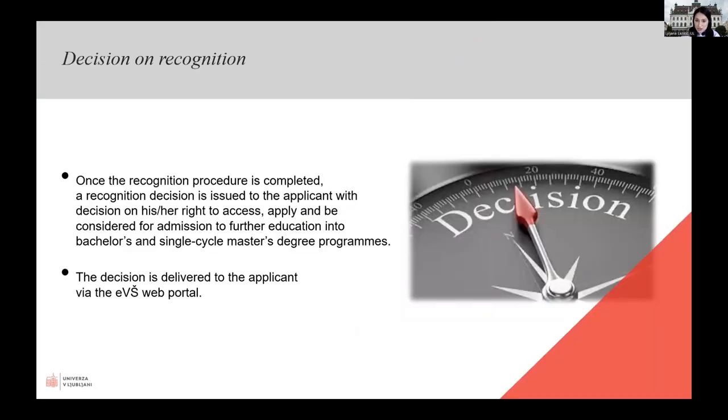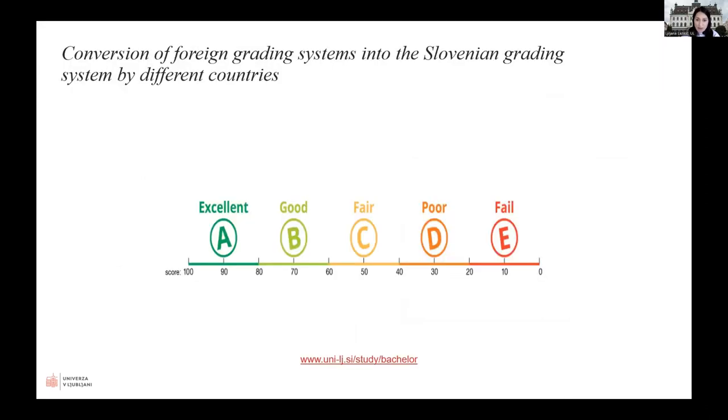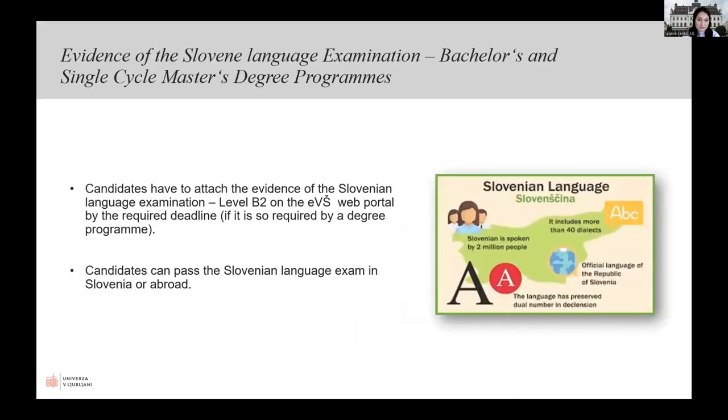About decision on recognition, you will be informed also on the eVersure web portal. If the degree program has a limited enrollment, candidates will be selected based on the criteria published in the call of enrollment. So your grades need to be converted into the Slovenian grading system, and grading scales are published at our websites as well as the call for enrollment.